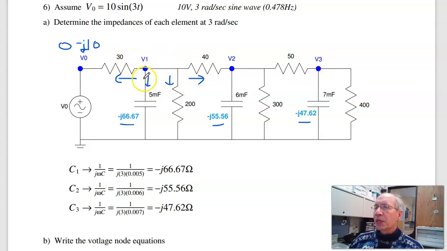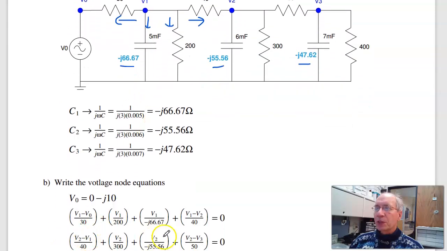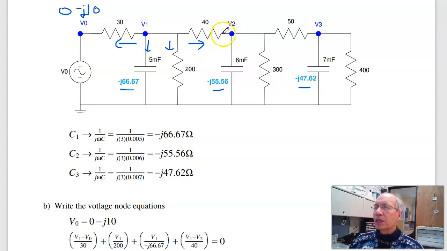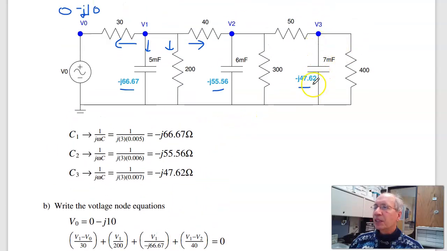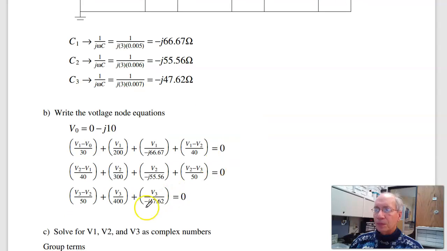Exactly the same equation we had before, but I now have this extra term. So same equation we had before, but I now have V1 over minus J66 ohms. That has to be 0. At node 2, same as before, but I now have this term, V2 over minus J55 ohms. At node 3, I get this third term, V2 over minus J47.